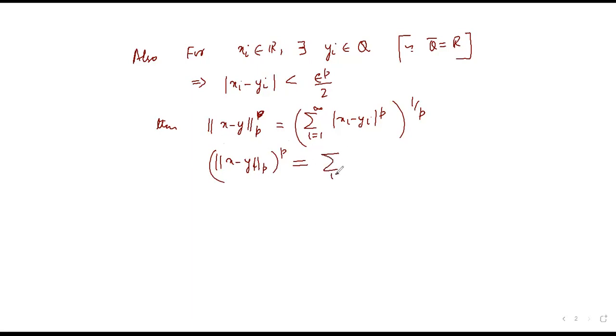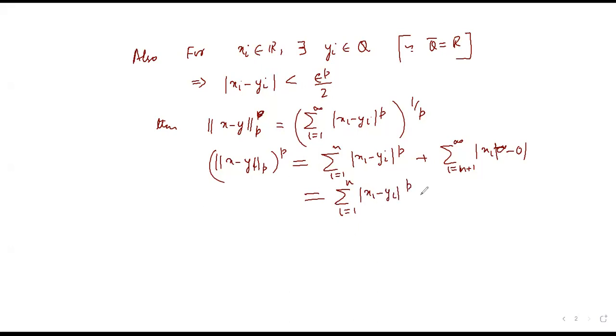can be written as summation i runs from 1 to n of xi minus yi raised to power p plus summation i runs from n plus 1 to infinity of xi minus, after this it is 0, right, y, so it is just xi, actually it should be xi minus 0 because after n the yi's are 0, so that is equal to summation i runs from 1 to n of xi minus yi raised to power p plus summation i runs from n plus 1 to infinity of xi raised to power p, sorry.